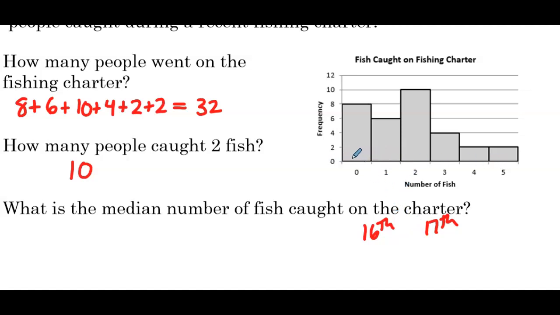So if we start at 0, we have 8, and we move to 1, we have 6, so we have 14 people so far. And then when we move to 2, 16 and 17 would be included here. And again, if we start at 0 and we work left to right, 8 people plus 6 is 14, so the 16th and the 17th person are in this bar. So that means the 16th person caught 2 fish, the 17th person caught 2 fish, and exactly in the middle then is 2. So the median number of fish caught on this charter is 2.